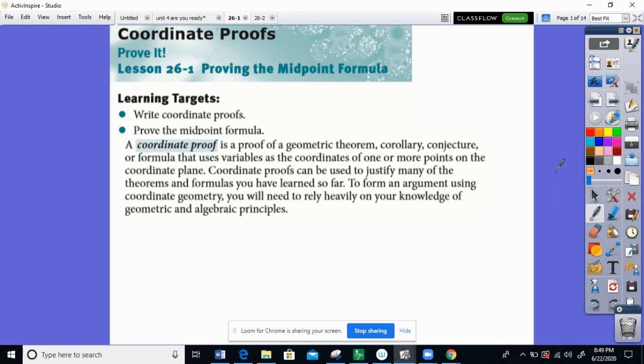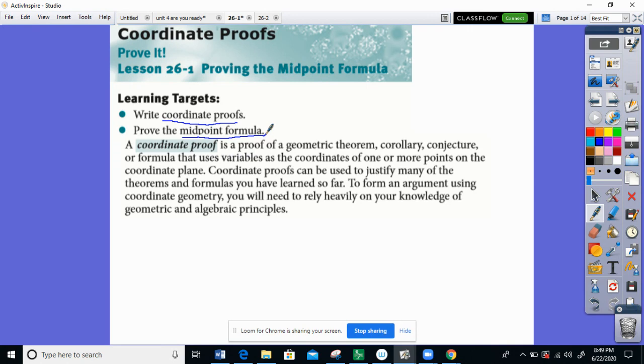So we have two learning targets here. That's to write coordinate proofs and also prove the midpoint formula. So this means do more than just use the midpoint formula. This means prove, like show with certainty that the midpoint formula is valid.